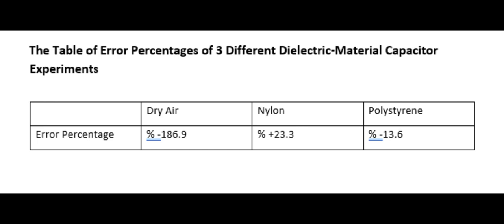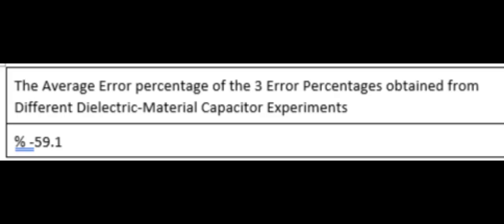Dry air and polystyrene are negative, meaning that the experimental capacitance values were generally higher than the theoretical ones, and the positive nylon means that theoretical capacitance values were overall higher. And this is the overall average error percentage of the whole experiment. It's negative, meaning that general experimental capacitance values were higher than theoretical values.